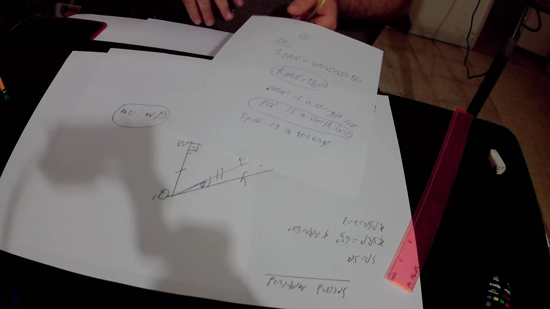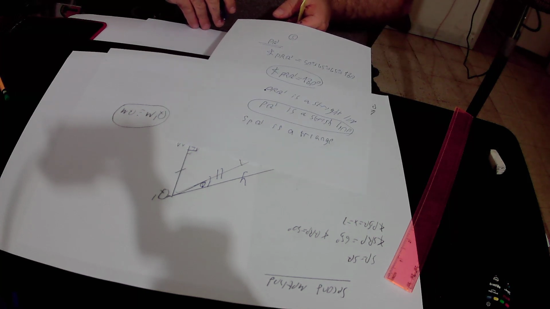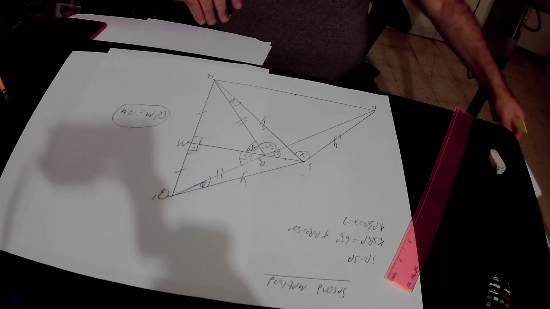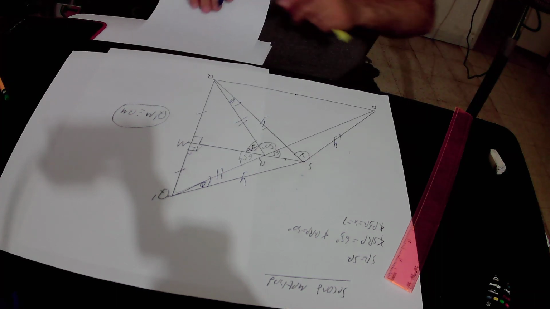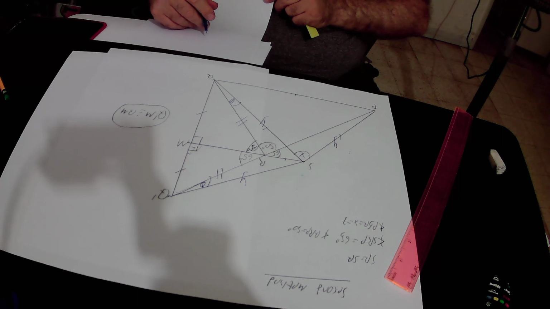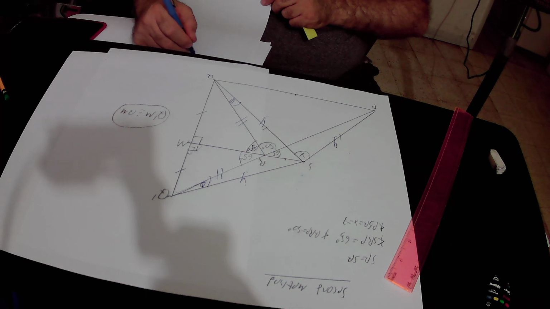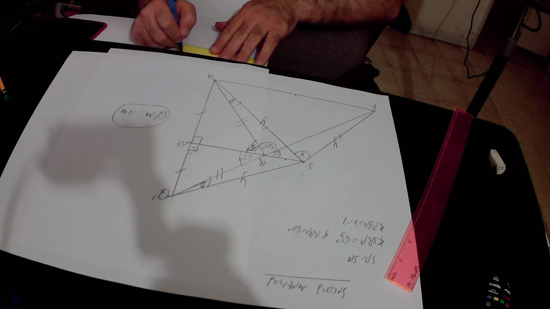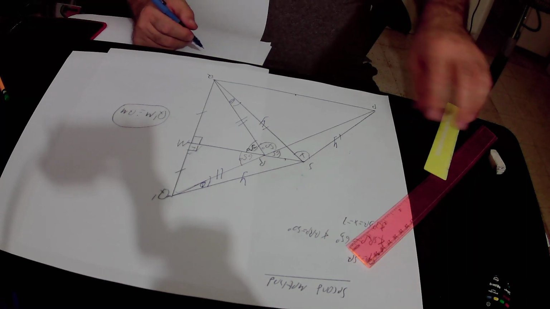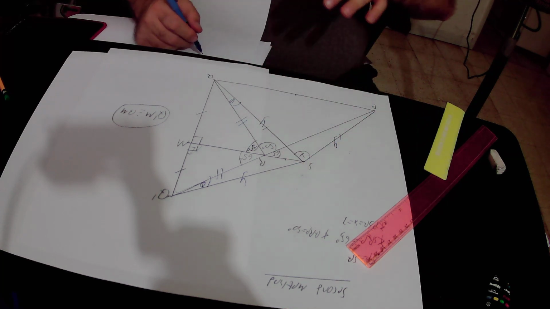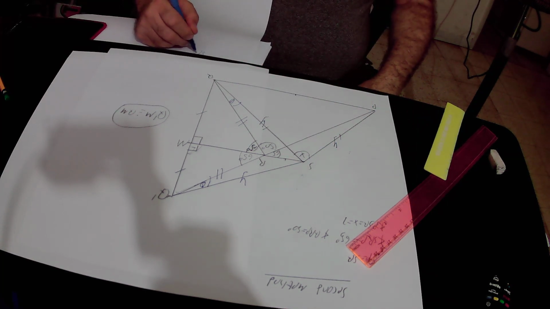The shape of QP dash is a triangle. So, in triangle SPQ dash, we have two sides that are equal to each other. That is to say, SP equals SQ dash equals Y.